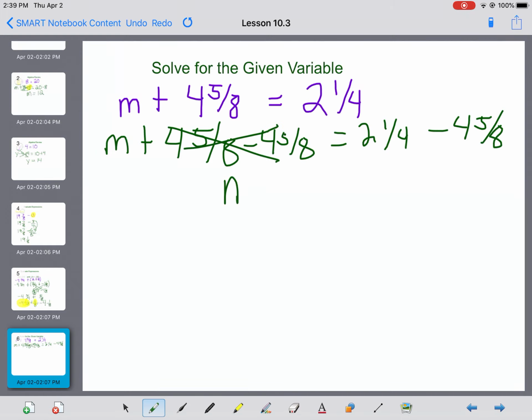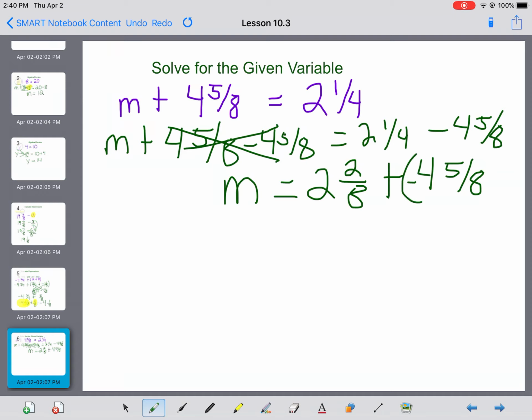This cancels out. Sorry that my equal signs don't quite line up. So now I get 2 1/4 subtract 4 5/8. I'm going to do 2 steps at once here. Because I know I need to subtract or add with fractions, I'm going to automatically make my 1/4 into eighths. So I get 2 2/8. Okay. Then I'm going to subtract 4 5/8. Now, when I'm working with subtraction, another option is to add the opposite. So instead, what I can do is I can add a negative 4 5/8.